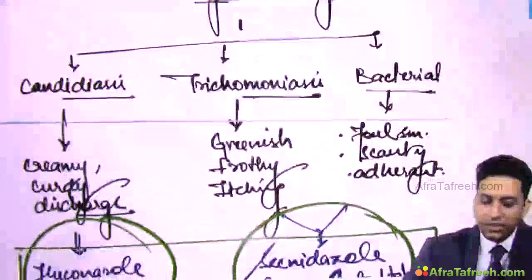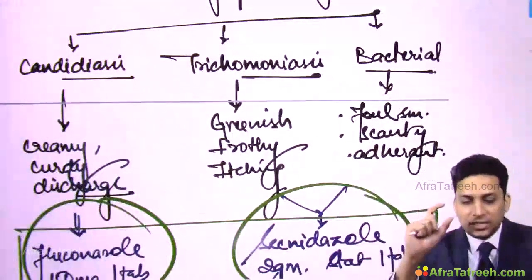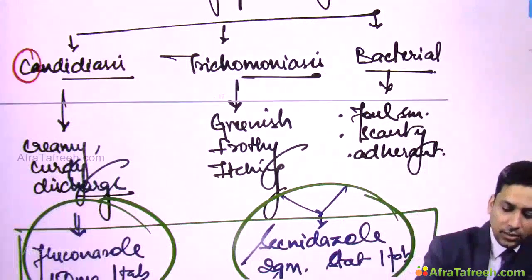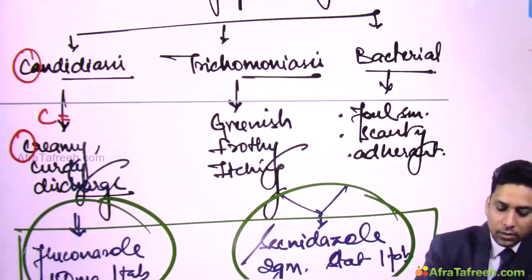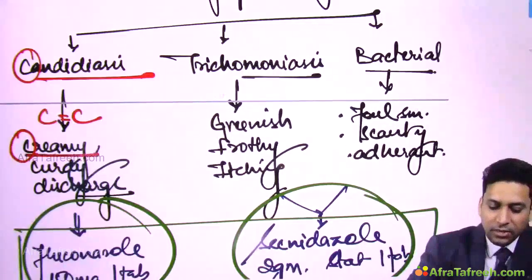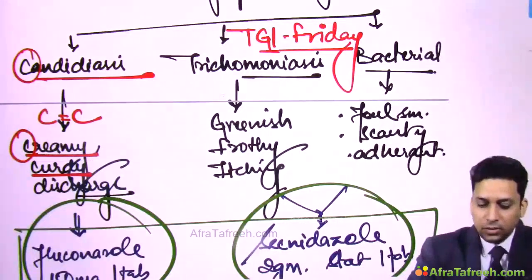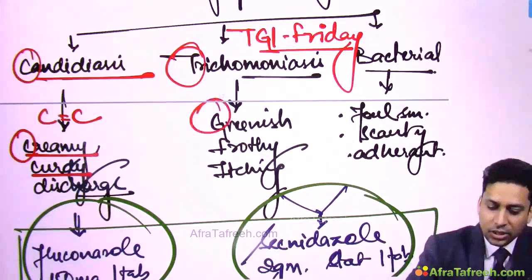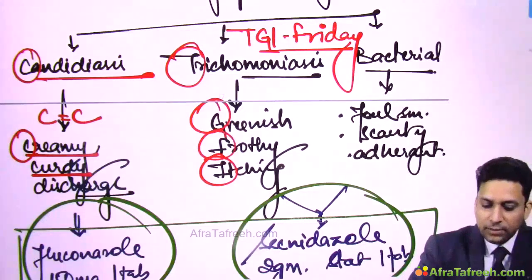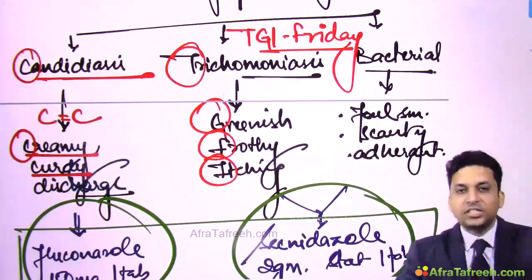Sometimes students find it difficult to remember these clinical features, so remember C for C. Candidiasis presents with creamy, curdy discharge. Then you can remember TGI Friday, which is a famous pub. So trichomoniasis: greenish, itchy, frothy, and bacterial vaginosis.